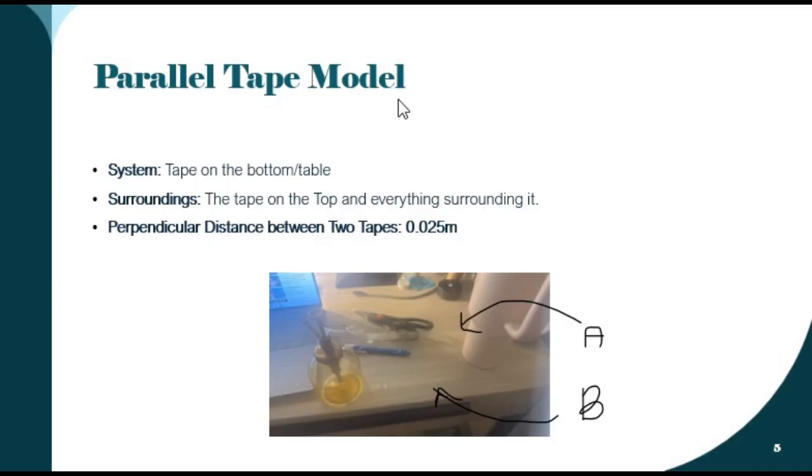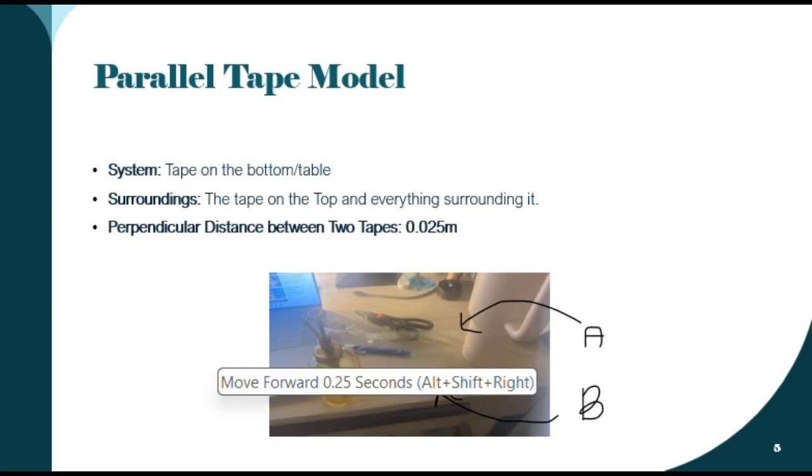This is what my parallel tape model looked like. The system is the tape on the bottom right here. It's kind of hard to tell, but it's tape number B. The surroundings was the tape on the top and everything around it. I measured the distance between them to be 0.025 meters.